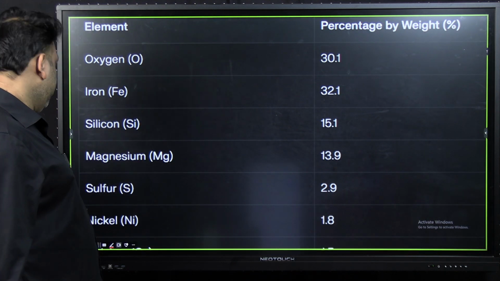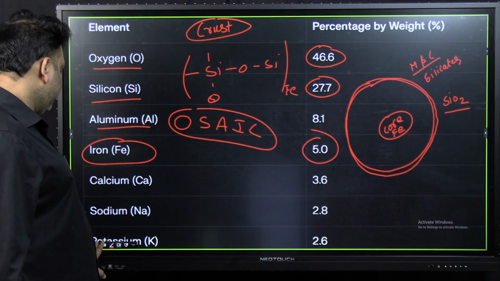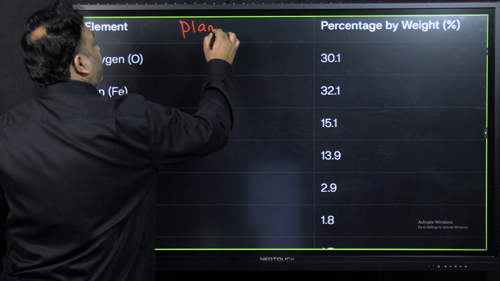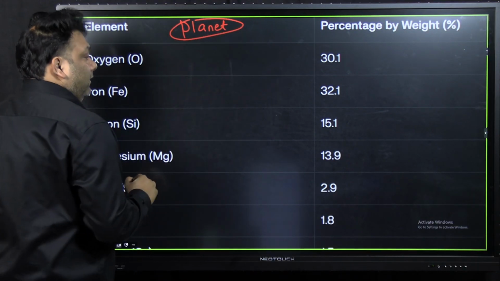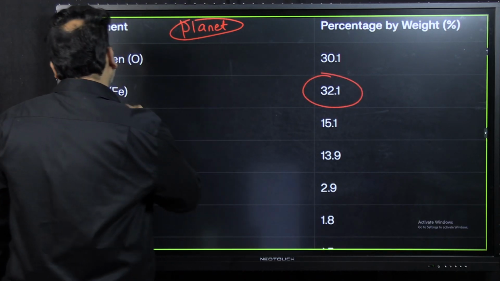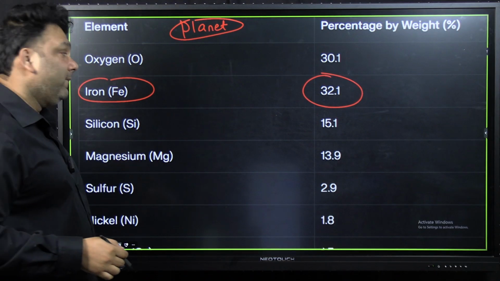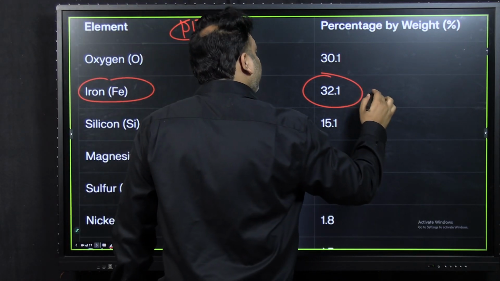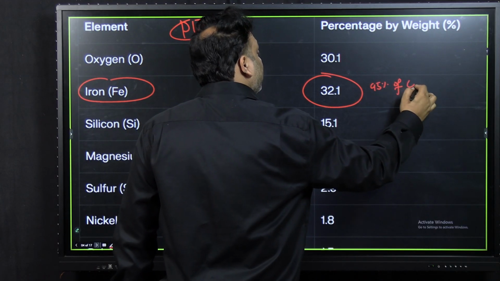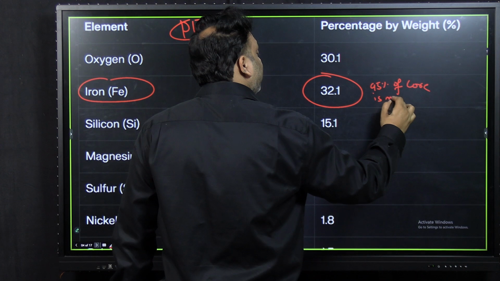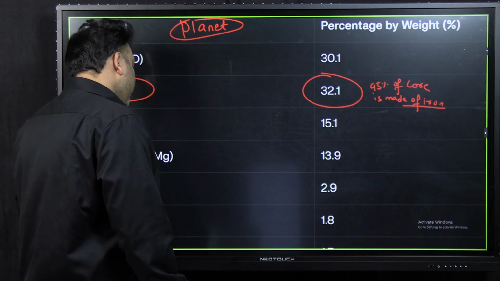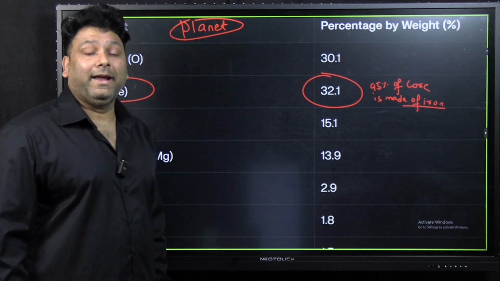Now don't get confused between the composition of the crust and composition of the entire planet. So this is the composition of the entire planet. Now here, when you take the composition of the entire planet, the concentration of the iron is highest over here, because most of the iron, 95% of the core is made up of iron. Now, why not other elements but iron?